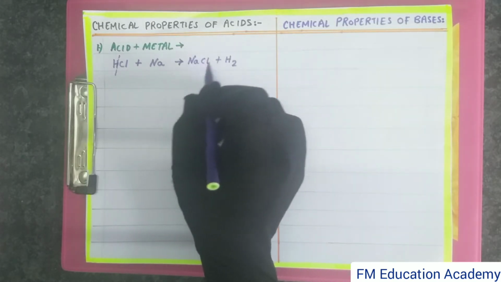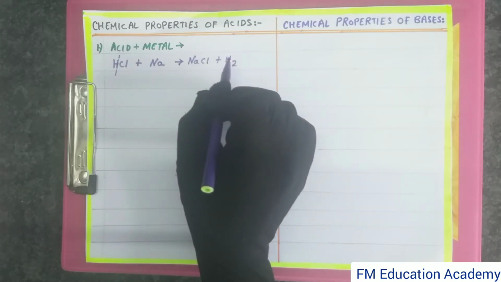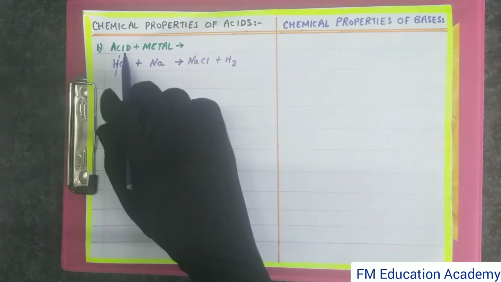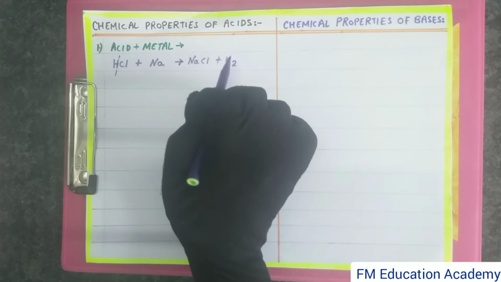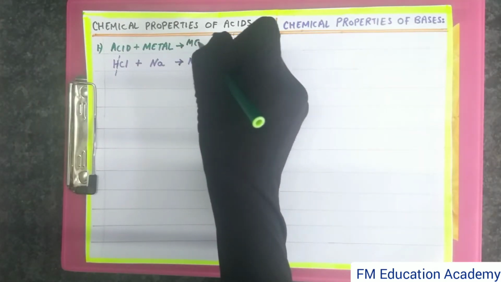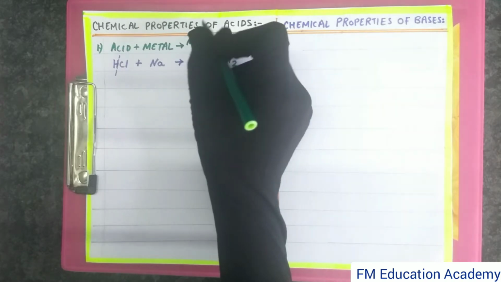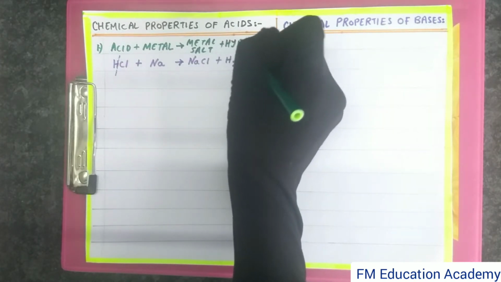So what is sodium chloride here? We know sodium chloride is a salt of sodium and H2 is hydrogen gas. So what is happening whenever acid is reacting with metal? When acid reacts with metal, metal salt and hydrogen gas is evolved. Remember this. This is the first chemical property of acid. Metal salt plus hydrogen gas.